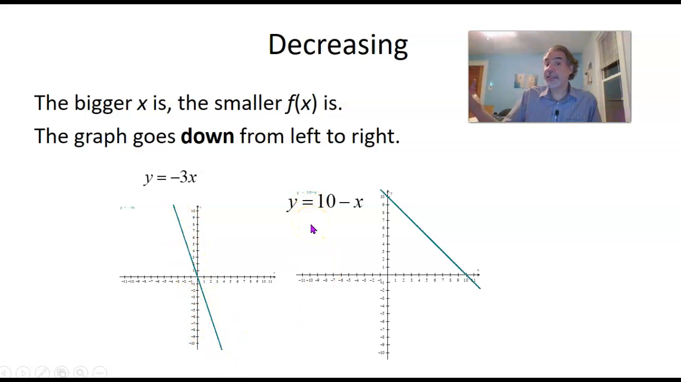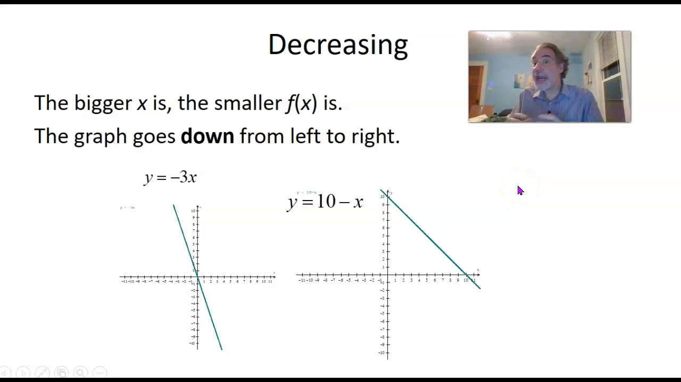And 10 minus x, the bigger x gets, the smaller 10 minus x is going to get. If x goes from 1 to 2 to 3 to 4, 10 minus x is going to go from 9 down to 8 to 7 to 6. So these are decreasing functions.